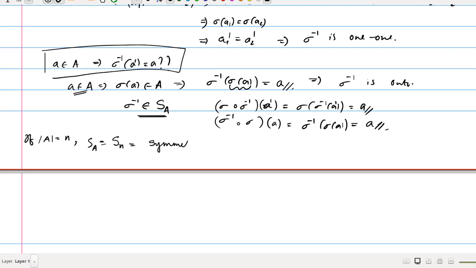The cardinality of Sn will be n factorial, because there are exactly n factorial 1-1 onto functions that can be defined from A. In the next class we will discuss two important examples of permutation groups or subgroups of permutation groups.